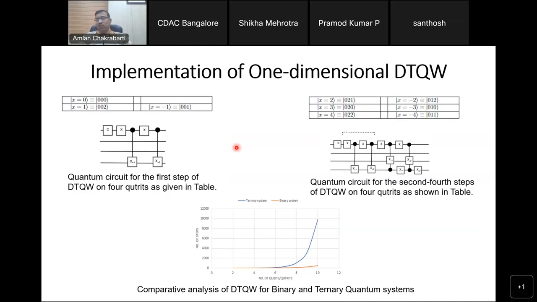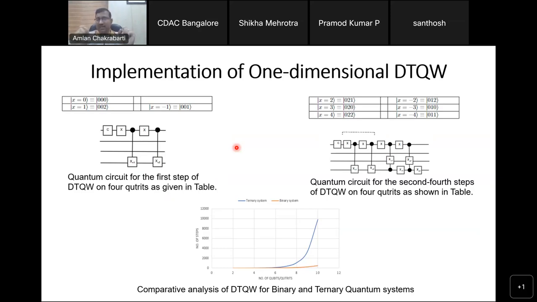Ternary means the basis states are 0, 1, and 2. In the binary quantum system, the basis states are 0 and 1. In the ternary quantum systems, the basis states are 0, 1, and 2. So if we use the 0, 1, and 2 basis states, you have to modulate the coin operators and the positional operations a little bit, because they are now ternary. But it has been seen that the number of ternary qubits you require, and the number of steps you can go ahead, increases much more in the ternary quantum system than in the binary quantum system. So it has been well proved that ternary quantum systems can give you a much faster result in random walk problems compared to the binary.